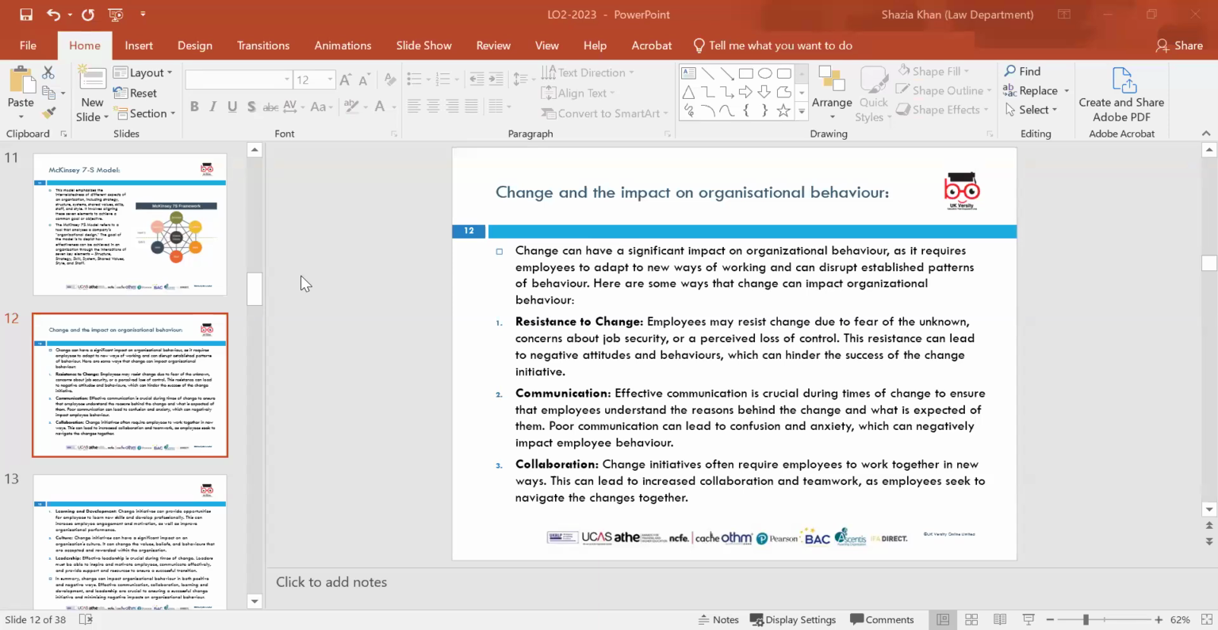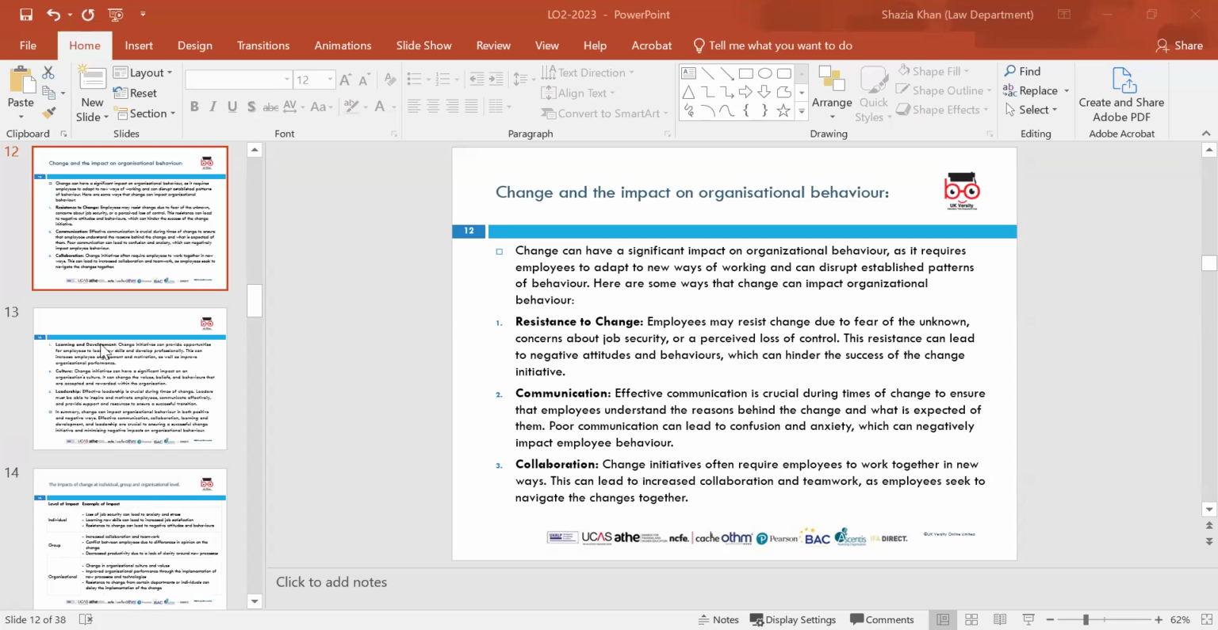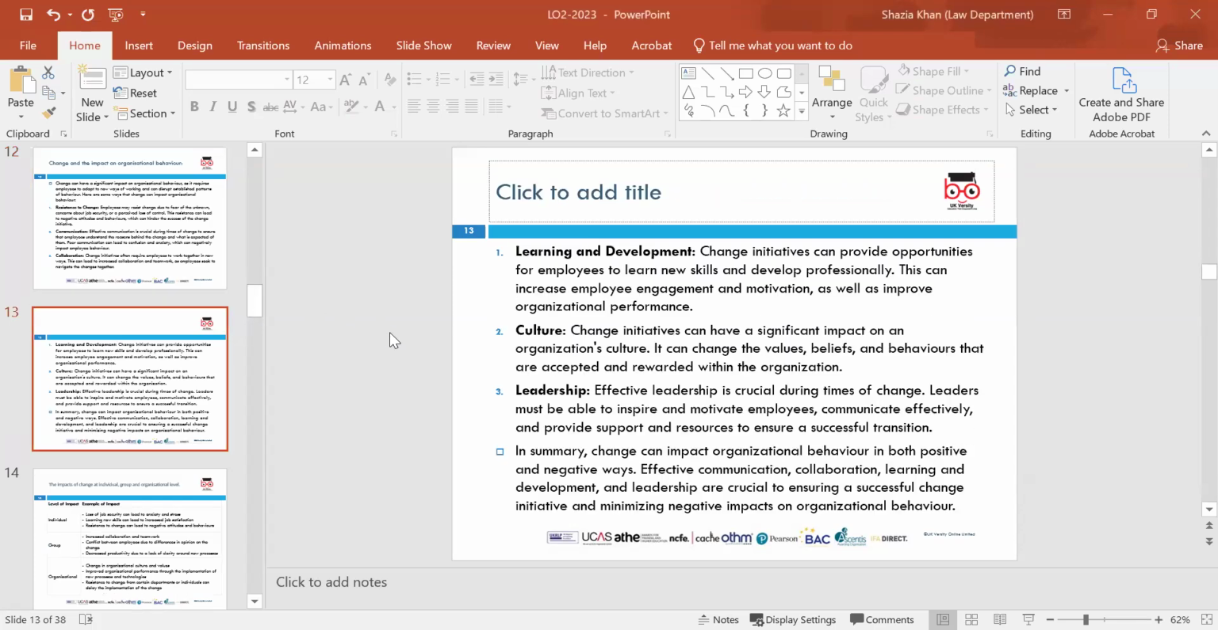Collaboration: change initiatives often require employees to work together in different ways, and this can lead to increased collaboration. Learning and development: changes can provide opportunities for employees to learn new things. Sometimes change is good in an organization because you can learn new things. And culture as well, the culture of the organization can change, your values, your beliefs and behavior accepted within the organization.